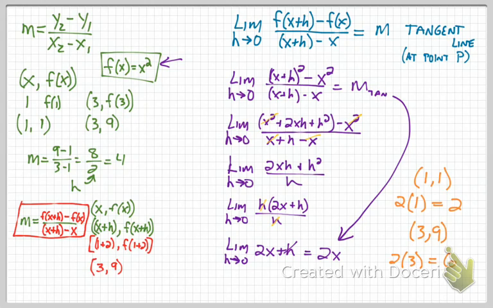Or you could pick any point. You could even say a negative value. What about at negative 2, 4? Well, that's going to be 2 times negative 2, and the slope will be negative 4. So this is a quick way that you can find the slope of a tangent line, and a general way to find the slope of any given curve.